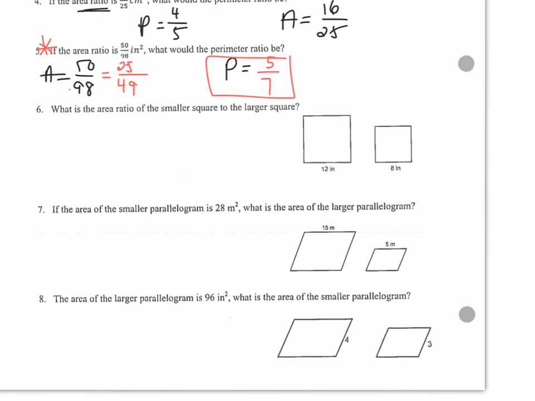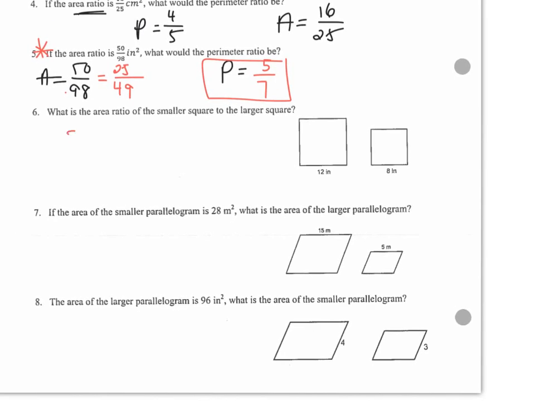If I come over here and I look at this problem, it says, what is the area ratio of the smaller square to the larger square? All right, so I can expect you to try to figure that one out. I recommend finding all of SPA. Find S first, then P, then A, and we'll go over that one next class.